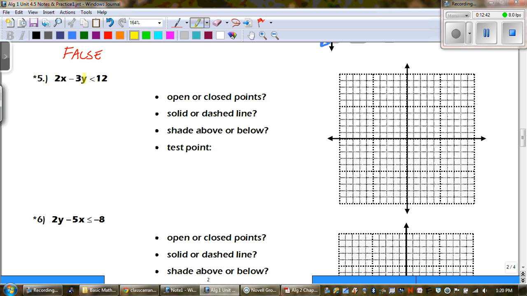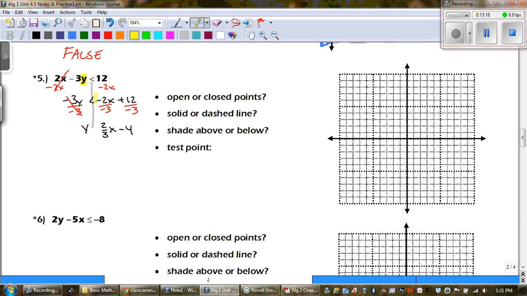Now, the only difference with number 5 is y is not by itself. Okay? So, let's get back to solving. To solve for y, we want to subtract the x to the other side, and we get negative 3y is less than negative 2x plus 12. To get the y by itself, we need to divide by a negative 3. A negative divided by negative is a positive, and 12 divided by negative 3 is negative 4.